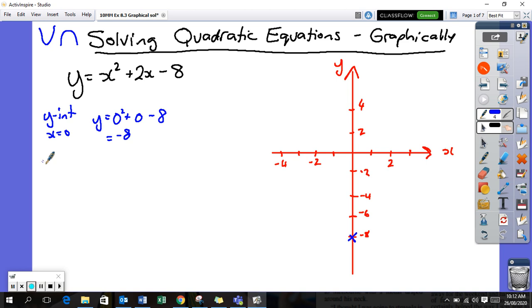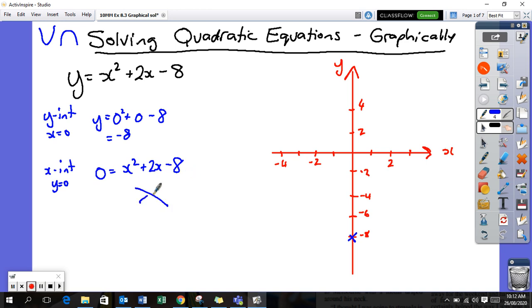Okay. If you want to work out the x-intercepts, this is exactly the same as if we're doing linear graphs. So the x-intercept is when y equals 0. So we're going to go 0 equals x squared plus 2x minus 8, and hence why we need to solve equations. So we're going to find when this equation equals 0, and we need to factorise it to do that.